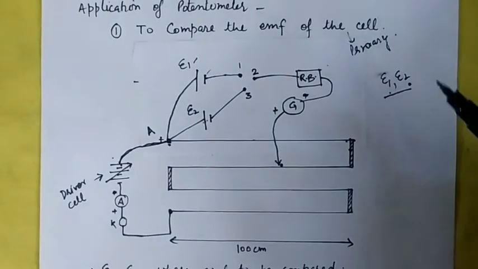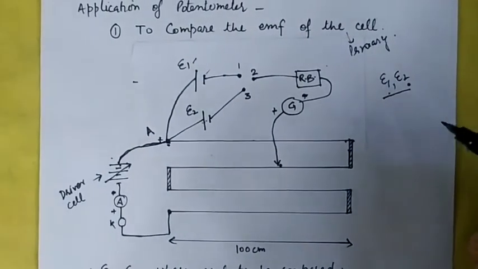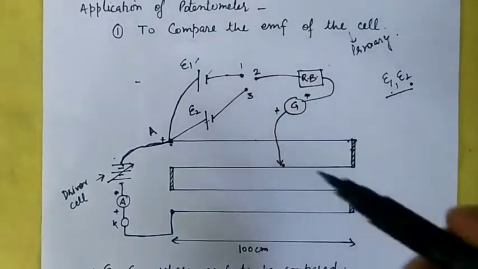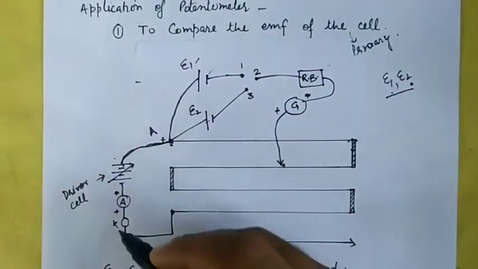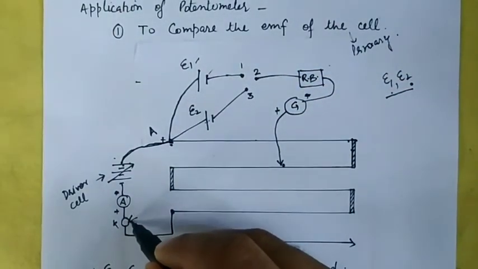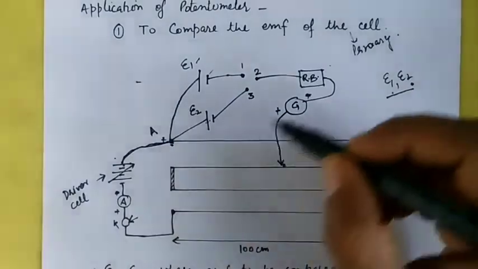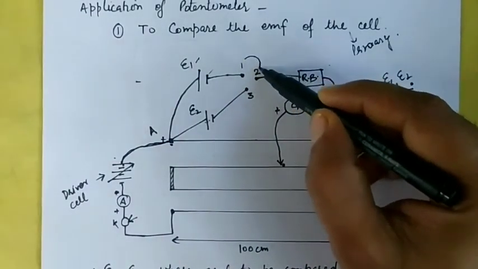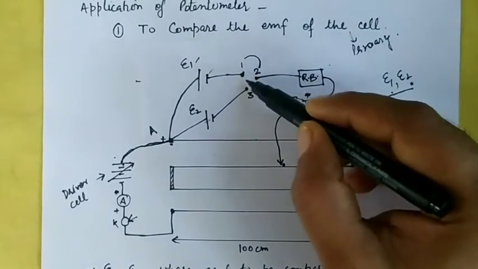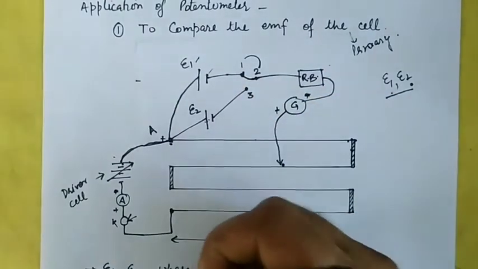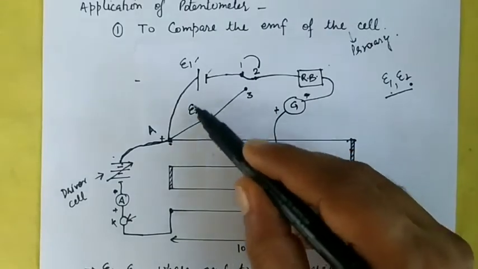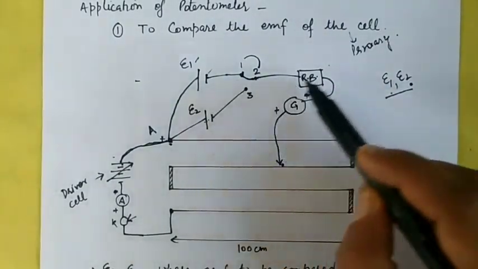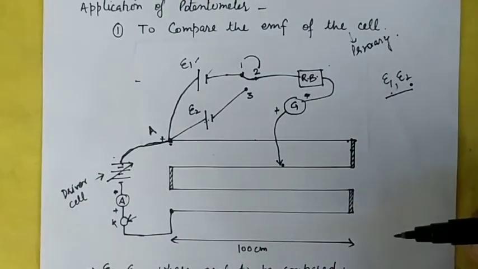Now, how to compare the EMF of the cells? So, we understand that first we close this key. Then we close this 1 and 2. We connect 1 and 2. Now E2 is not connected to the circuit. E1 is connected to this electrical circuit.